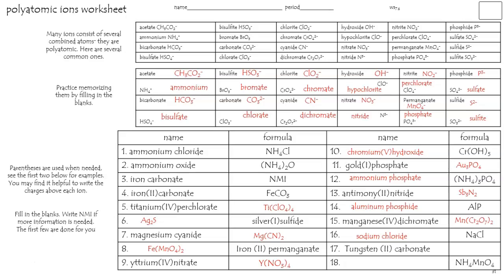Tungsten 2 carbonate. Tungsten is that strange W symbol with a +2. Nicely offsets the carbonate, so this would be WCO3. And this is ammonium permanganate. And each are +1 and -1. I hope this practice helped you. This is the polyatomic ions worksheet.